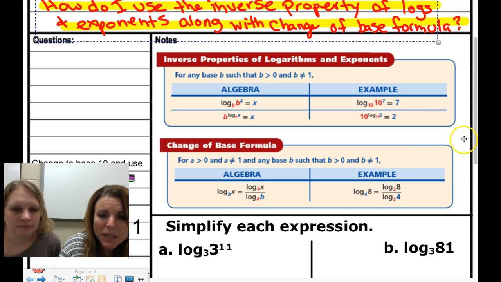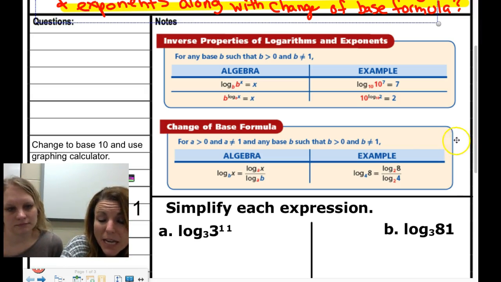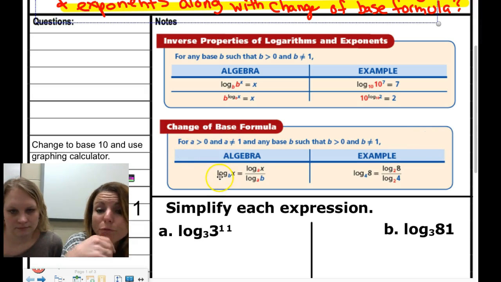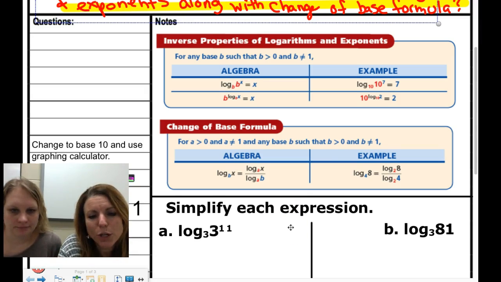Change of base formula: what that means is when you can't use mental math, like 2 to what power is equal to 8, we can do that. When it's not possible because you will end up with a decimal, then you have to change the base. And how you do that, you take the log of the first number divided by the log of the second one. And we'll show an example of how to do that. In a sense, what you're doing is changing the base to base 10.